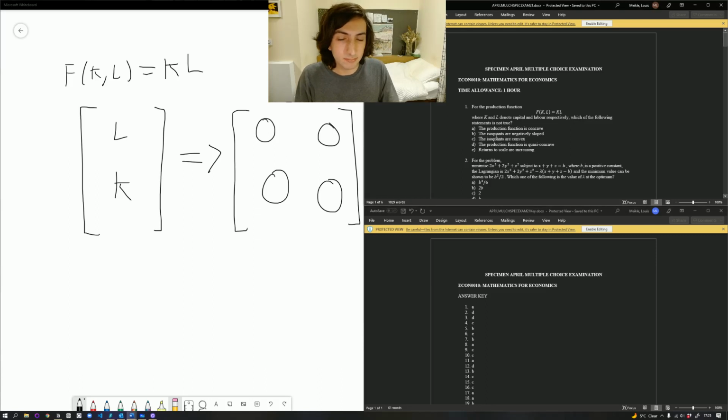The important thing about the isoquants is that they are distinct from the actual function itself. So, for example, if you have a function like this, the isoquants are still going to be convex, even if the function itself is not necessarily concave or convex.